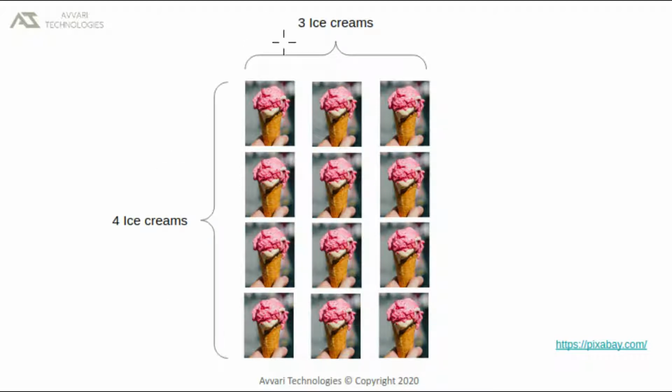Here we got so many ice creams. We got 1, 2, 3, 4, 5, 6, 7, 8, 9, 10, 11, 12. We have 12 ice creams. We can arrange these 12 ice creams in 4 rows and 3 columns. In this case, we are multiplying 4 rows into 3 columns. We will get 12 ice creams. 3 into 4, again, we will get 12 ice creams. Instead of adding, we will use multiplication to get the final number.